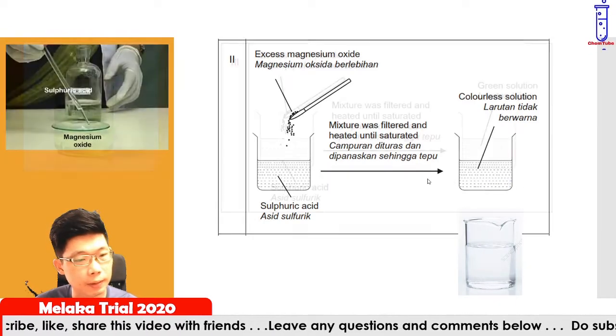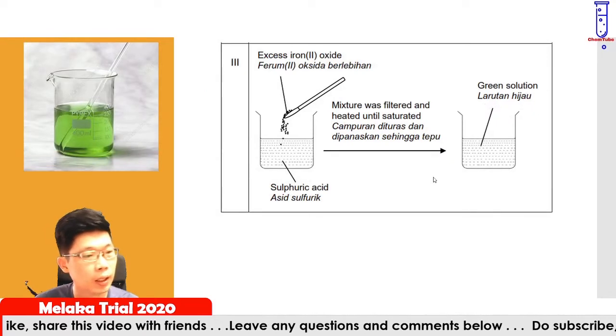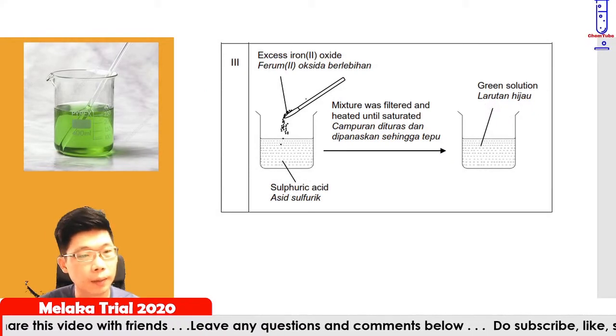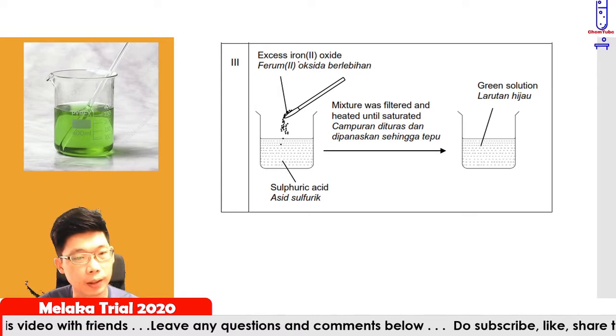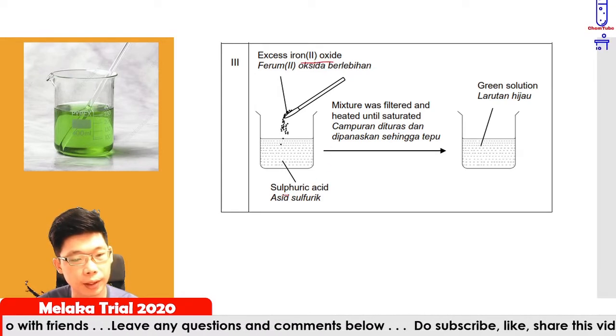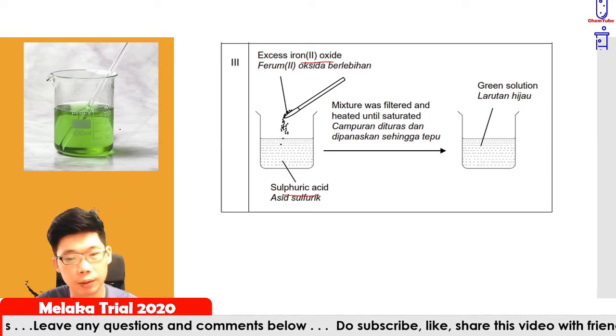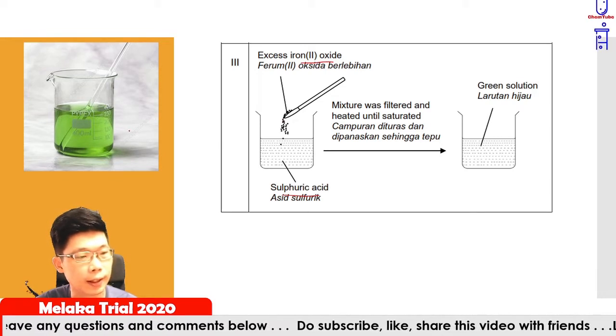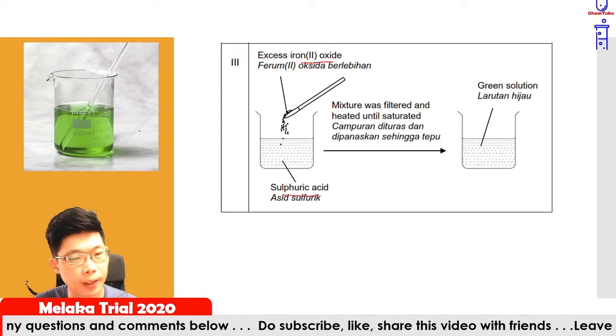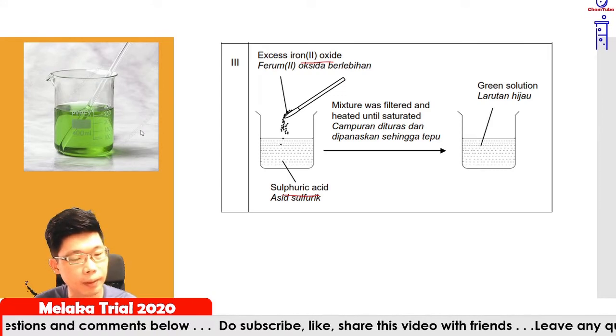Another one is iron 2 oxide. Iron 2 oxide reacts with the sulfuric acid. So actually if you heat it, then you will get the green solution like this. So there are 3 experiments here.